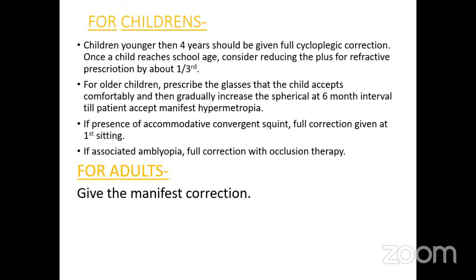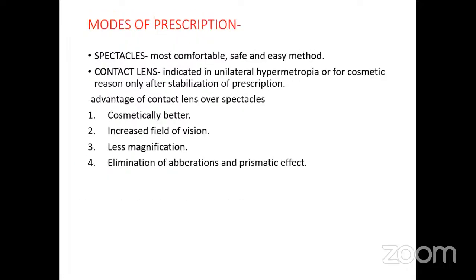For older children, prescribe the glasses that the child accepts comfortably, and then gradually increase the spherical power at 6 month intervals till the patient accepts the manifest hypermetropia. In the presence of accommodative convergent squint, full correction is given at the first sitting, and if associated with amblyopia, full correction with occlusion. For adults, give the manifest correction. The modes of prescription are spectacles and contact lens.